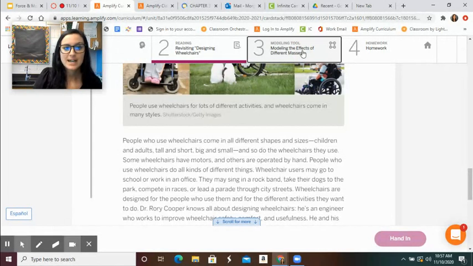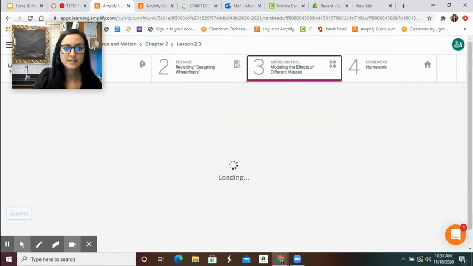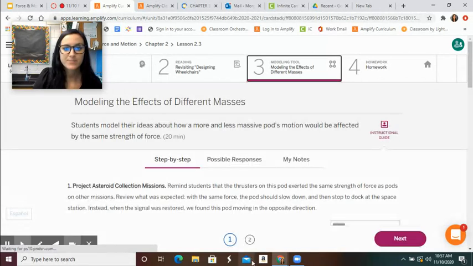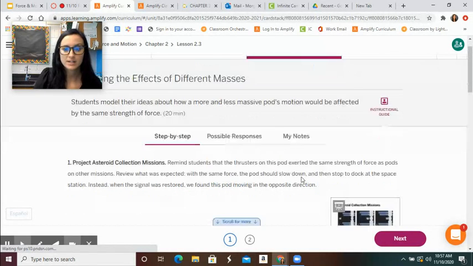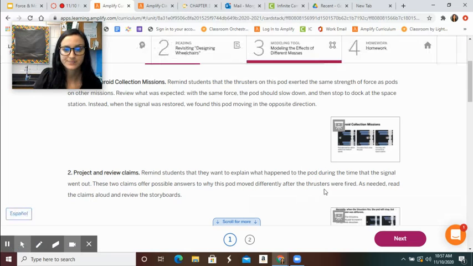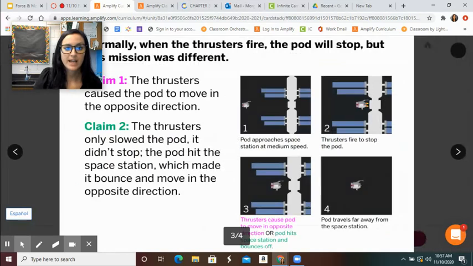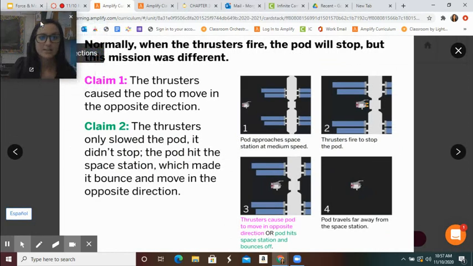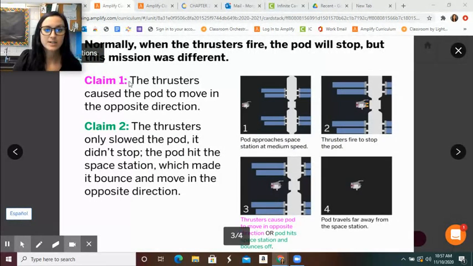And then we did activity 3 together a little bit. Activity 3 has us modeling our 2 claims, which I will show you here in a second, that we have been looking at throughout the unit. Our first claim is that the thrusters cause the pod to move in the opposite direction.